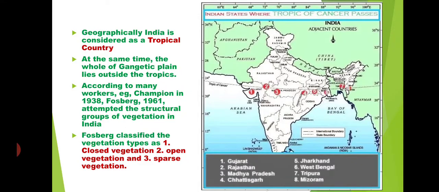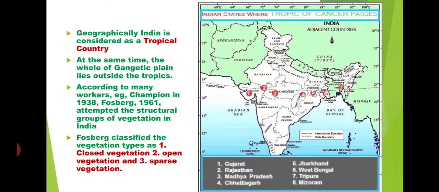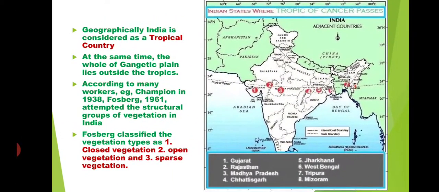Geographically, India is considered a tropical country. Why? Because the tropical line is passing through our country. That is why we are facing tropical climatic conditions, and from this map itself we can identify how this tropical line is passing near the center of our country, and it is touching many states of our country. At the same time, the whole of the Gangetic plain lies outside the tropical area.